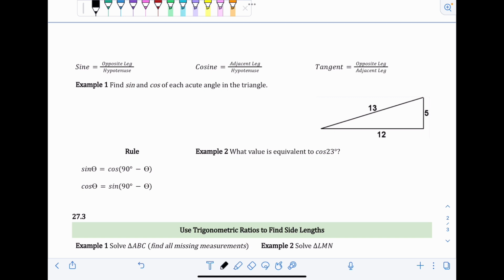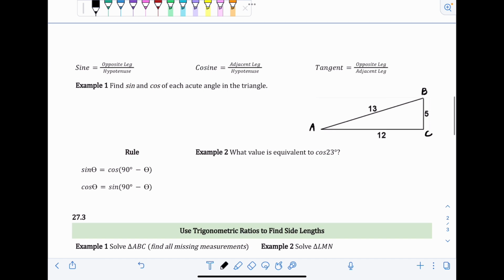So I'm going to say that this is angle A, and this is angle B, and this is angle C. So the acute angles are angle A and angle B. So we're going to find sine and cosine of angle A, and then sine and cosine of angle B. So if we're starting with angle A, if I want to find sine of angle A, sine is opposite over hypotenuse.